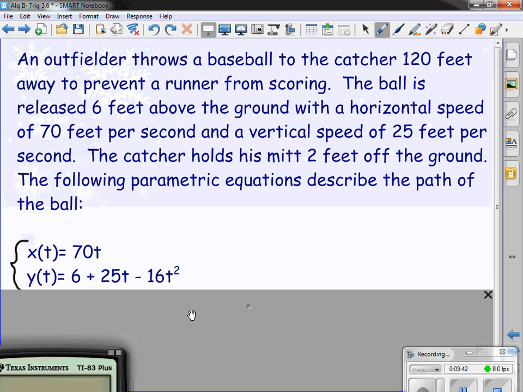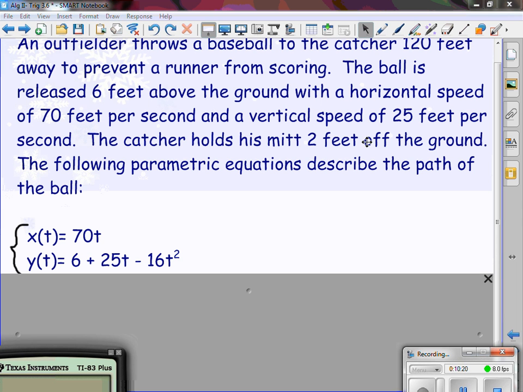I'm going to need you to write this down. This way you have the actual problem in your notes. An outfielder throws a baseball to the catcher 120 feet away to prevent a runner from scoring. The ball is released 6 feet above the ground with a horizontal speed of 70 feet per second and a vertical speed of 25 feet per second. The catcher holds his mitt 2 feet off the ground. The following parametric equations describe the path of the ball. X of t equals 70t, y of t equals 6 plus 25t minus 16t squared.